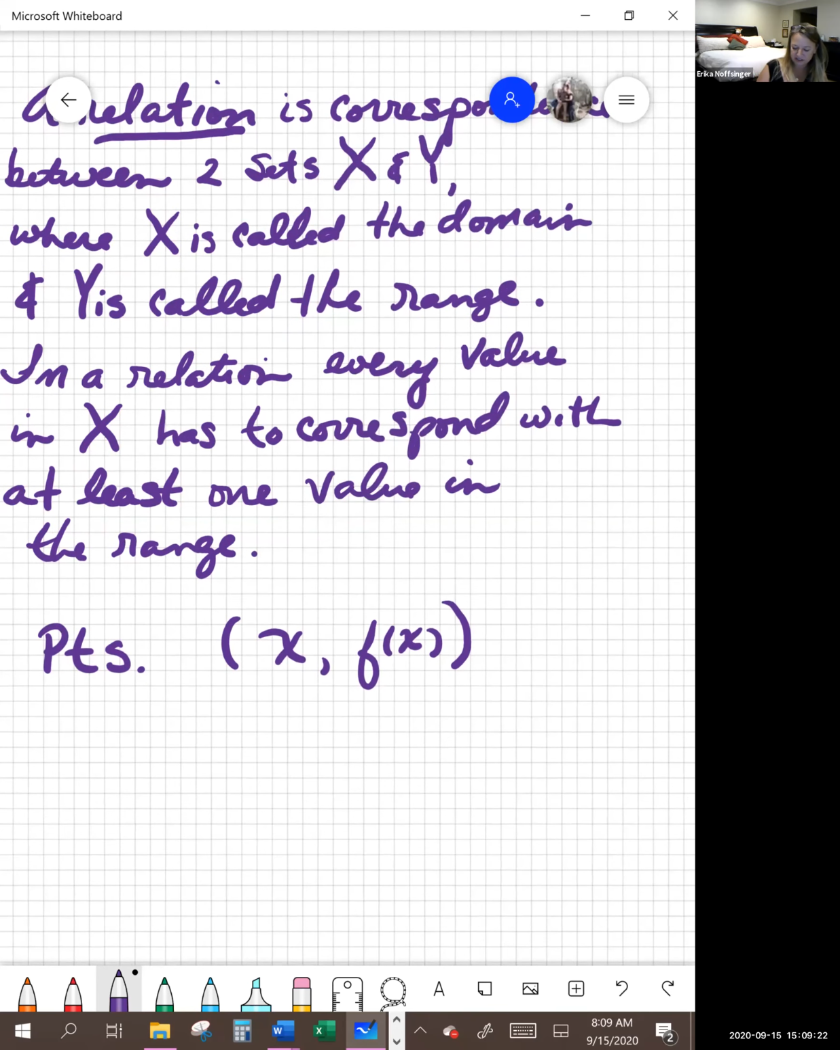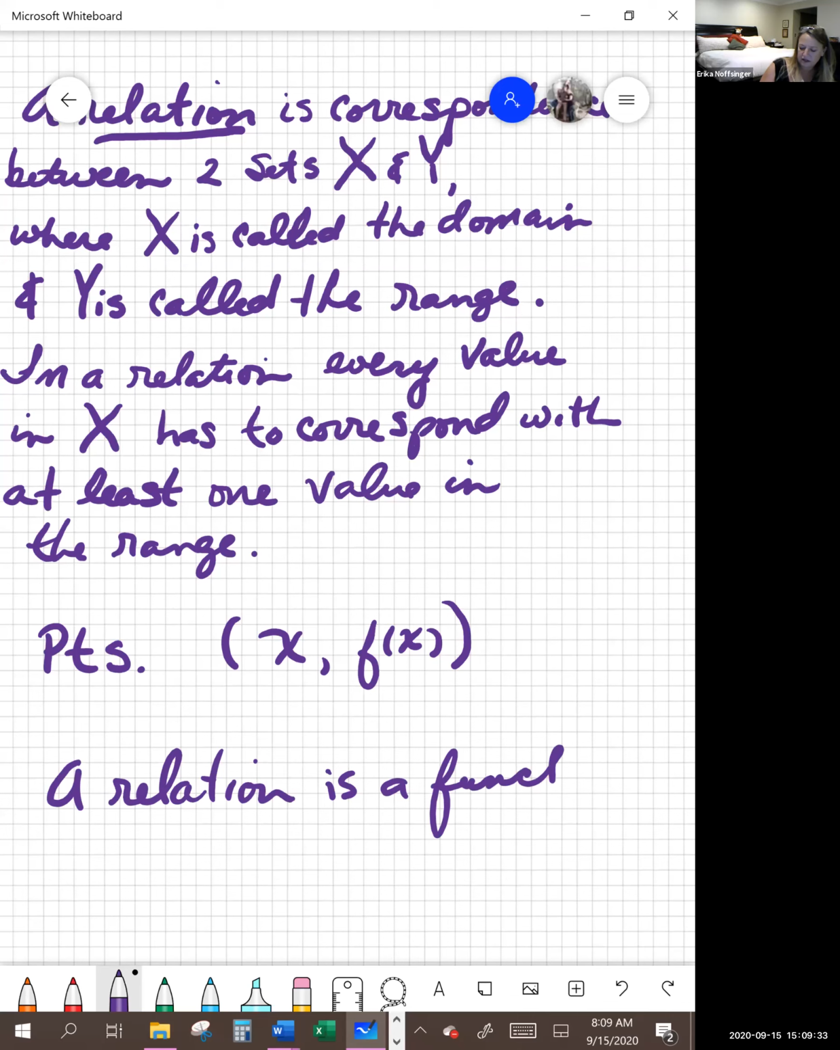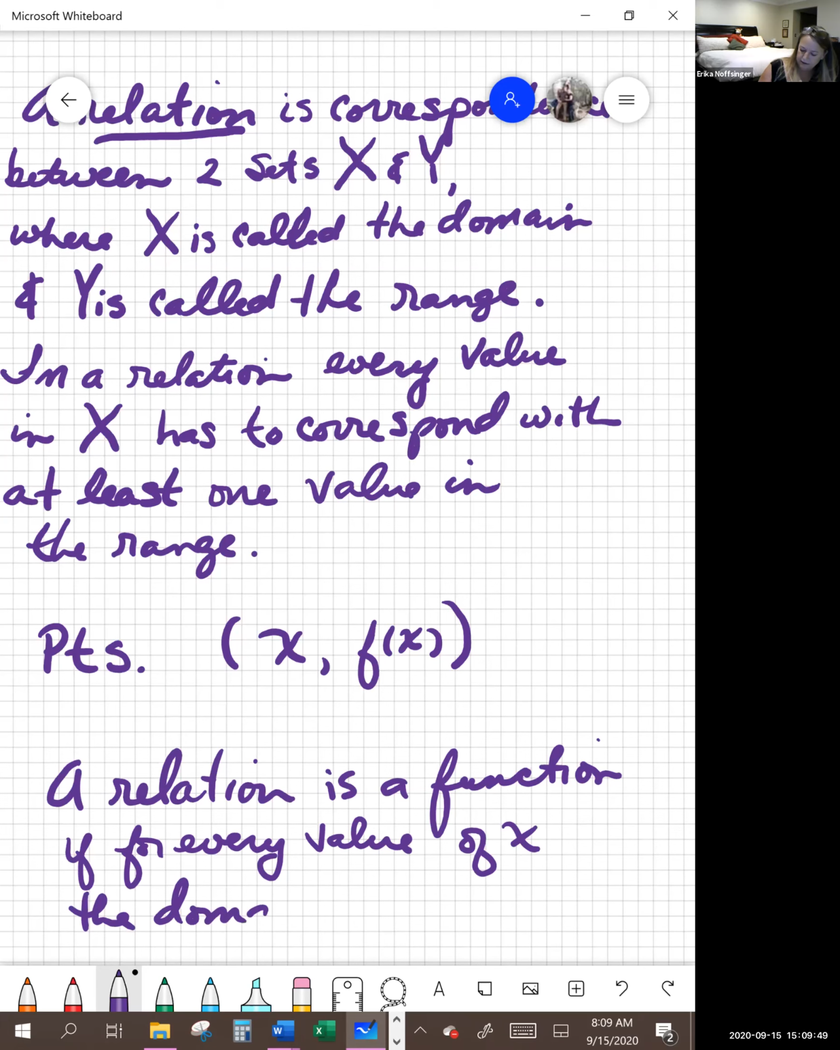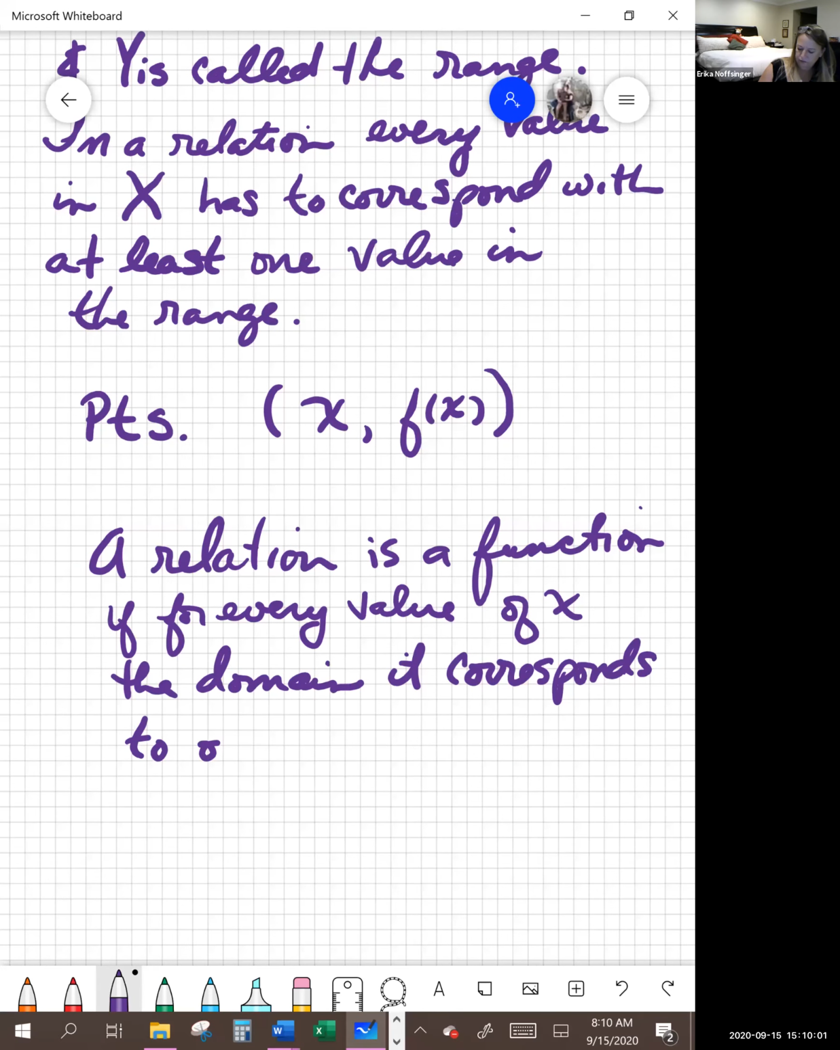Relations are special if they're functions. So we say a relation is a function if for every value of X in the domain, it corresponds to exactly one in the range. Okay, so for every X, we're only getting back one Y.